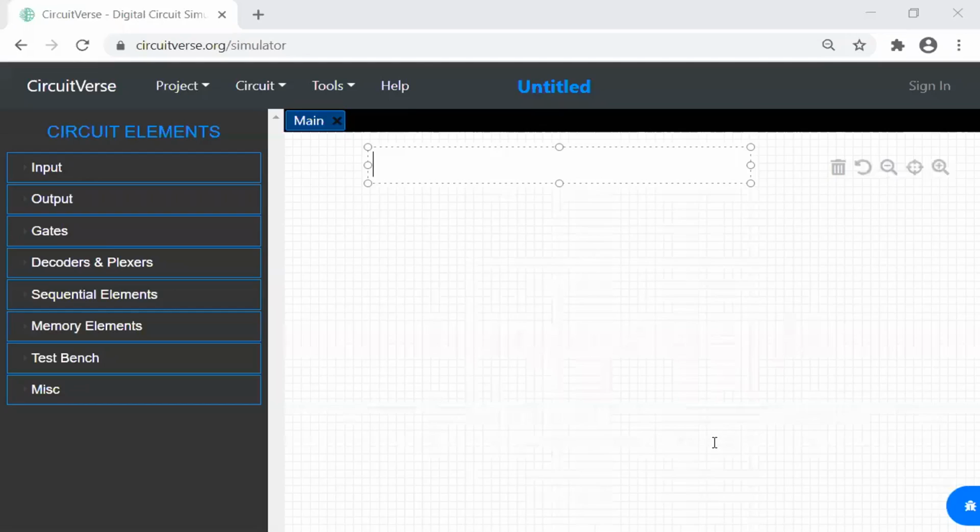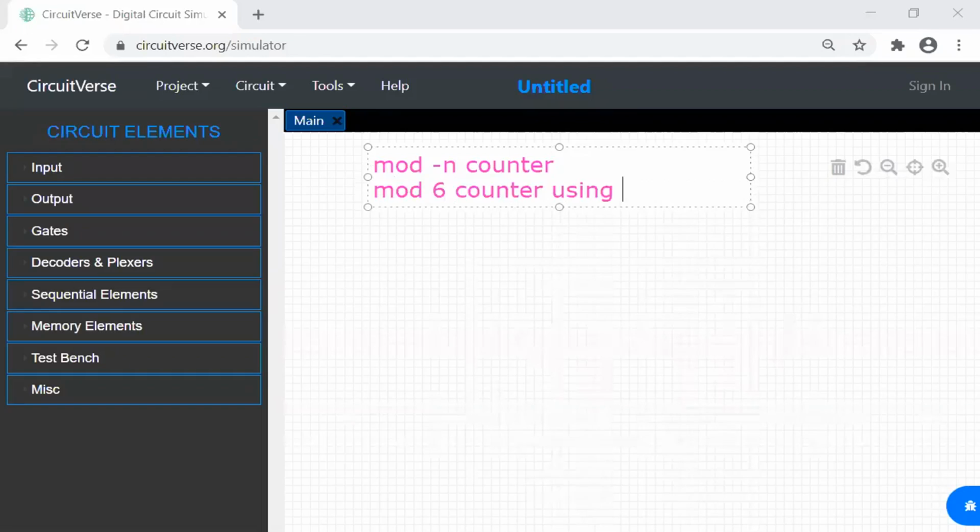Now we are going to design a modulo counter. You can design a modulo counter using any flip-flop. Currently we are going to design a mod 6 counter using JK flip-flop. You can also design it using T, D, SR. We are doing it now with JK flip-flop. Mod 6 counter.